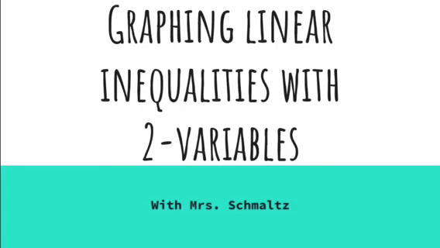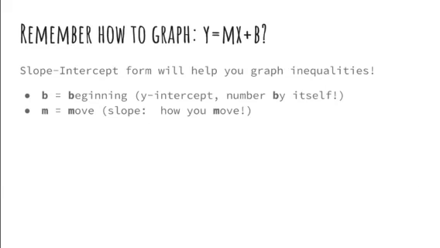Hello, Mrs. Schmaltz here. In this video, you're going to learn how to graph linear inequalities with two variables. It's basically just like graphing lines that are written in the form y equals mx plus b. Having these in slope-intercept form is going to help you graph inequalities.